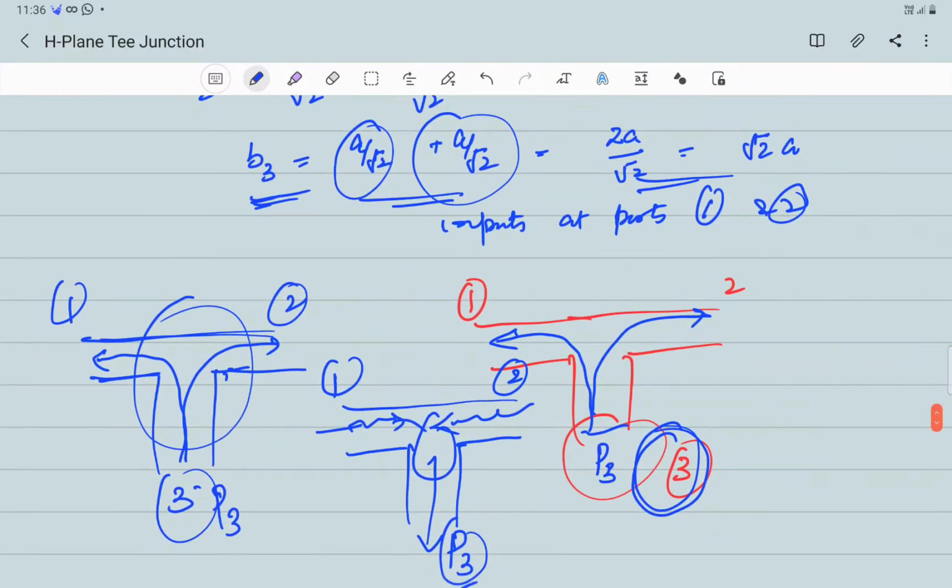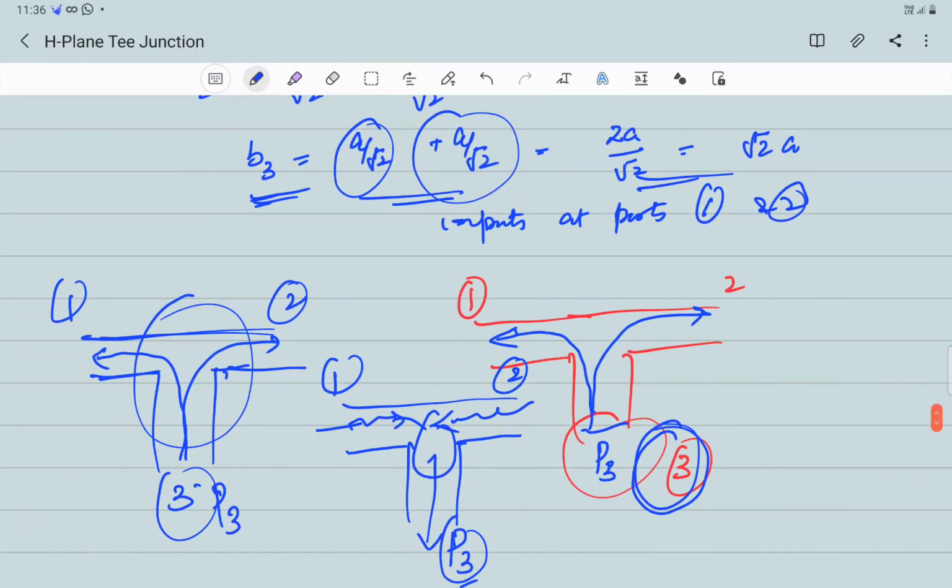So in both these cases, what we have seen is that an H plane T junction acts either like a combiner of power or a splitter of power.